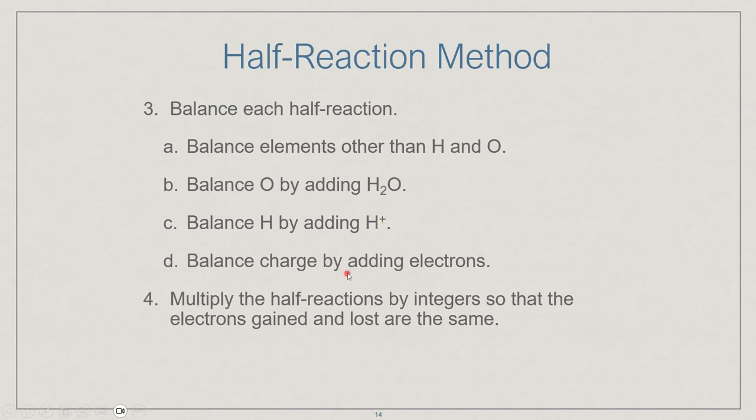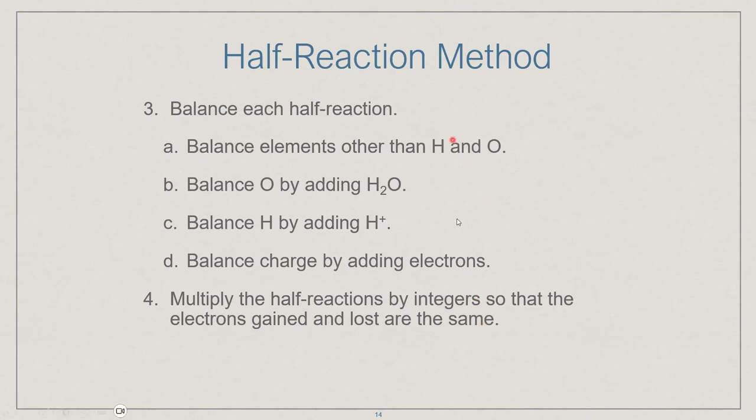And then just like with the mass, we need to conserve charge. So we need to have the same amount of overall charge on both sides of these equations. So if we've got an imbalance in charge, we're going to balance it out by adding electrons to whatever side is currently more positive.